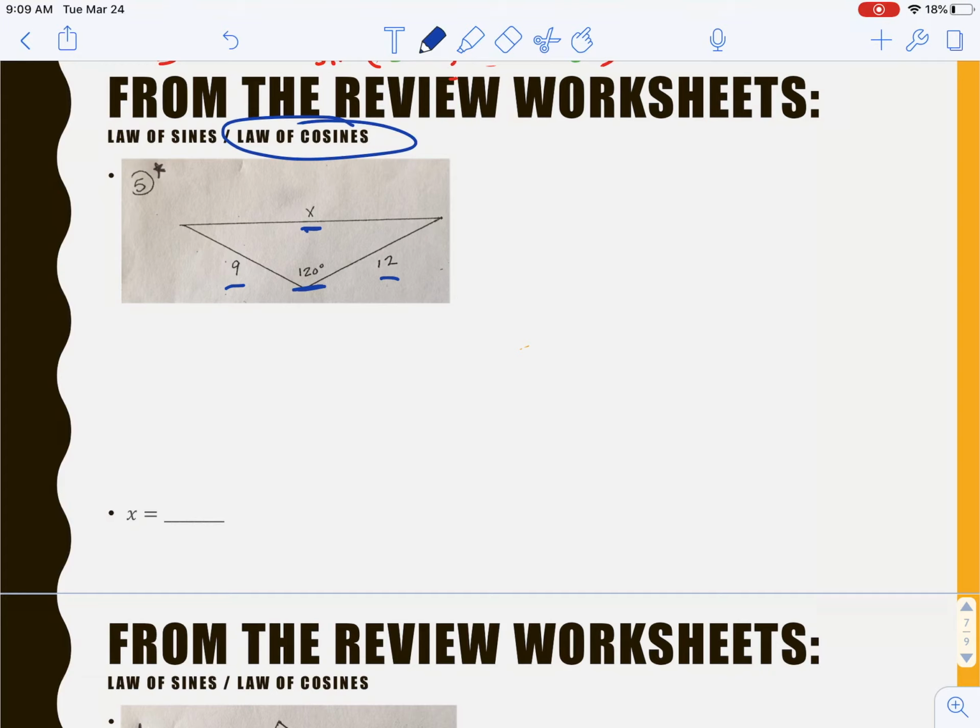So here I'm just going to label this triangle so I can pick an equation to keep everything straight. All right, so I've made it, so I'm looking for side A.